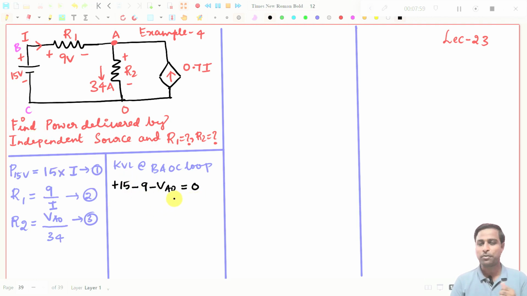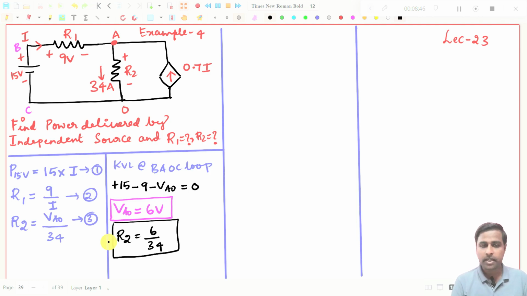So it is very simple to find VAO. Bring VAO to the right hand side. So VAO is equal to 15 minus 9, which gives 6 volt. This is the value of VAO. Now you substitute in this expression to get R2. It is very simple now. R2 will be equal to 6 divided by 34. That's all.